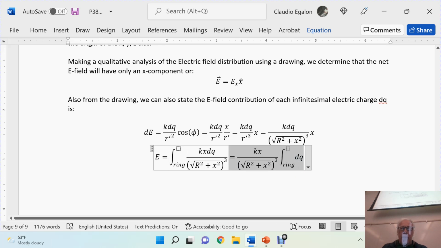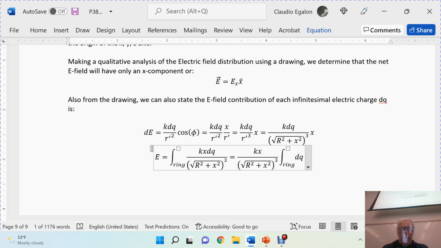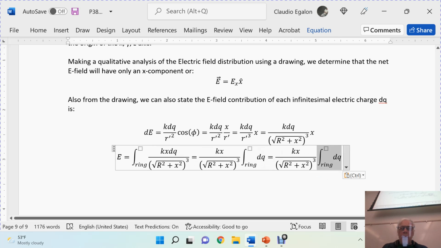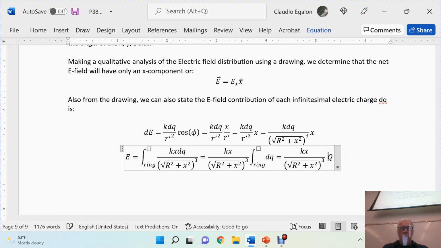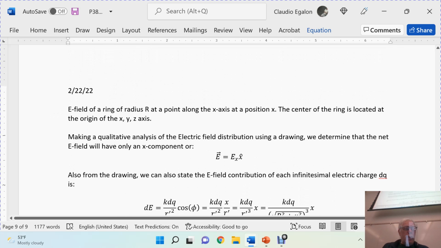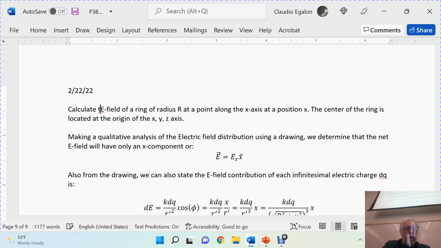Remember I told you this is a one-dimensional problem? It is a one-dimensional problem if we use the polar coordinate system, but we don't need to get into that. All we have to do is to take a look at this integral here. If we integrate an infinitesimal charge throughout the whole ring, we are going to get the net charge of the ring.